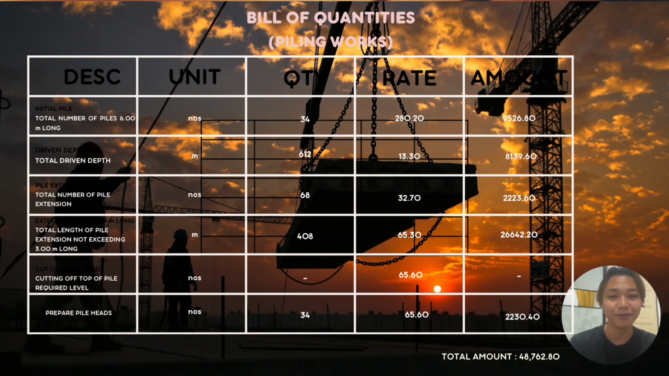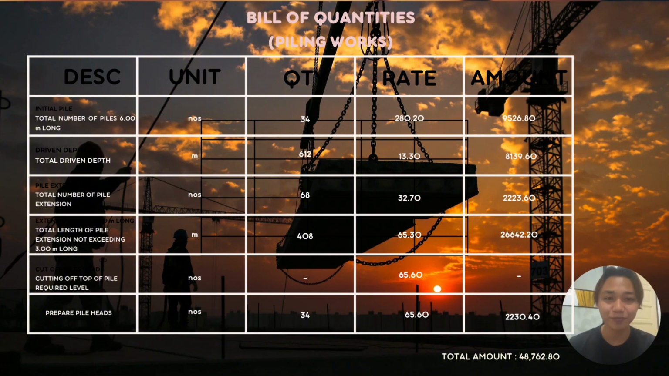The third is pile extension, the total number of pile extensions. The fourth is extension 3 meter long, so the total length of pile extension not exceeding 3 meter long. The fifth is cut off depth, the cutting of top of pile to required level. And the last one is prepare pile heads.